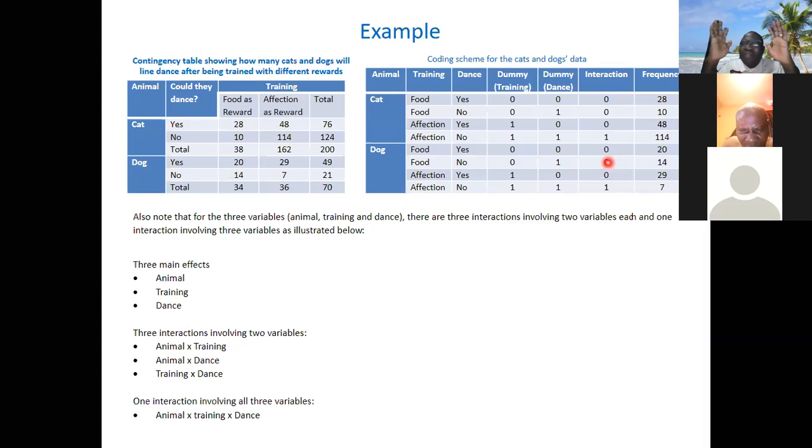That will be, because you are having three variables here: animal, either cat or dog; training, either with affection or with food; and dance, yes or no. So each of them, since you are having more than one variable now, if it is two variables, of course, we're just looking at association between two variables. How many times can you pair two things?